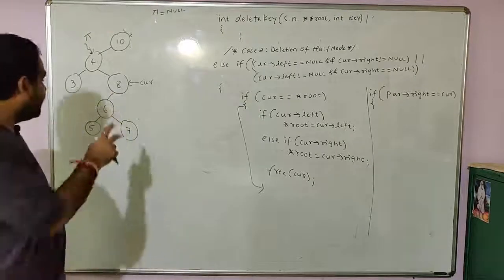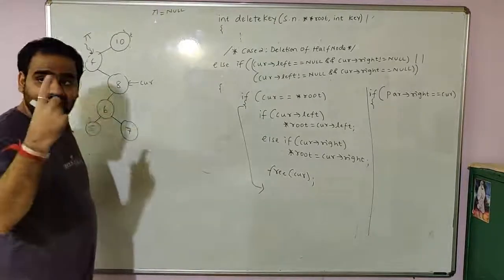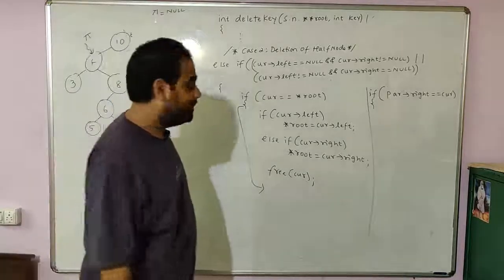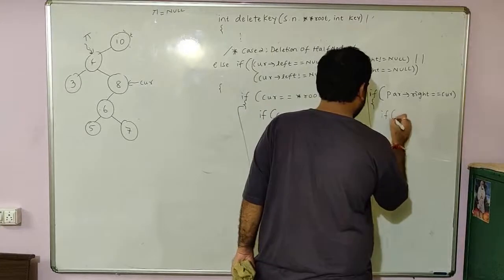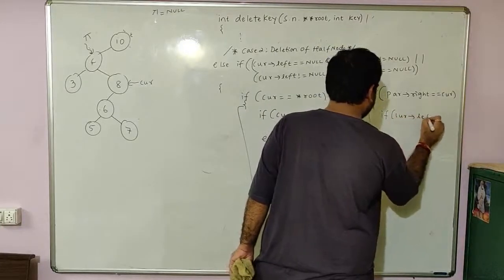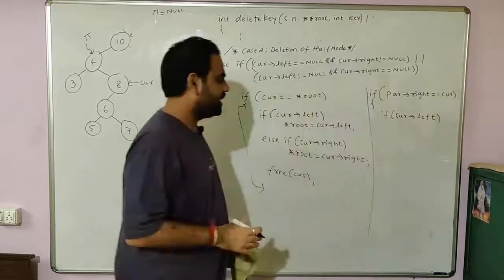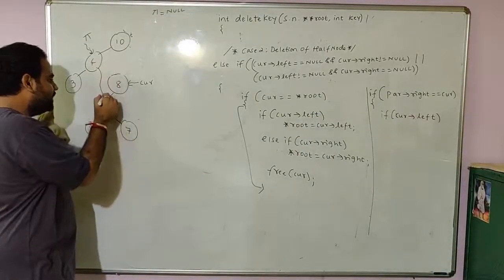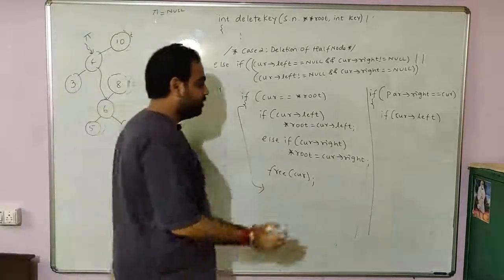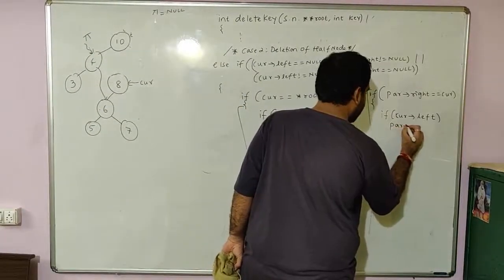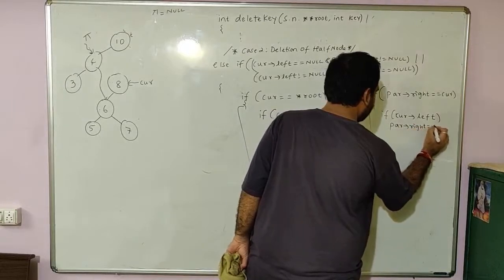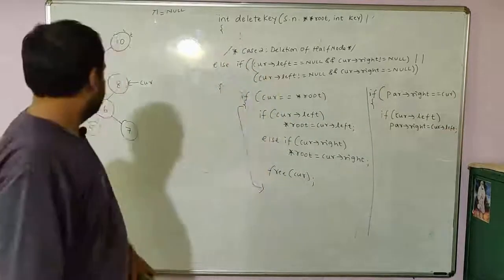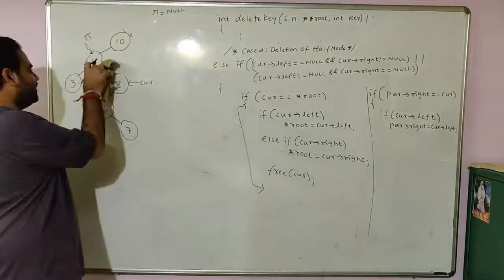Yes. Now this current might have two children. He has only one child. That child might be on LHS or that child might be on RHS. Therefore, we say if current->left not equal to null. Now what is current->left? Not equal to null. Yes. Hence we say parent->right equal to current->left. This is the one thing.